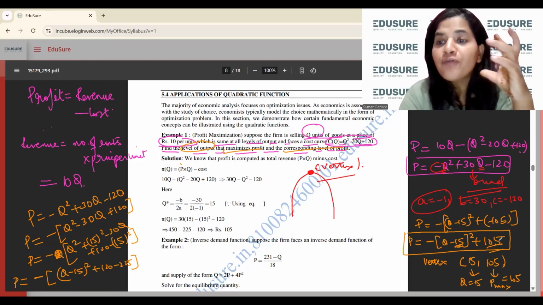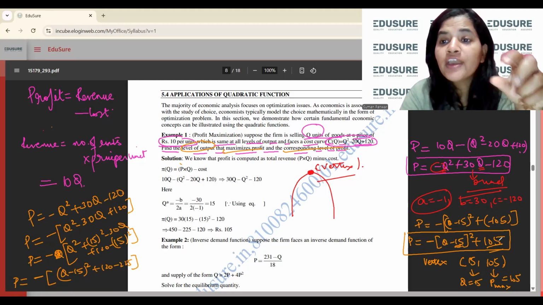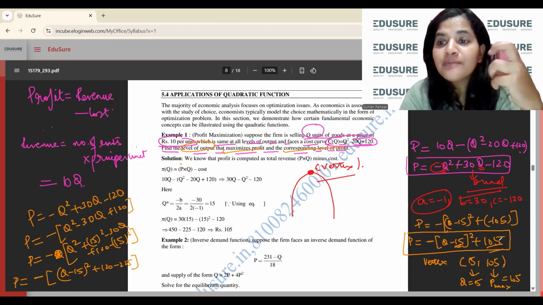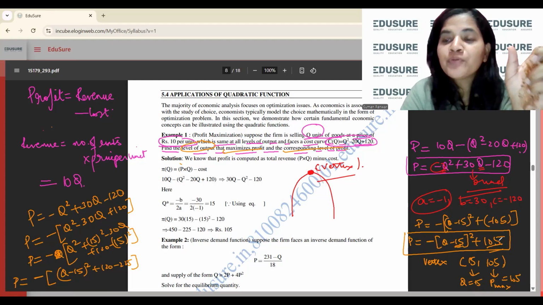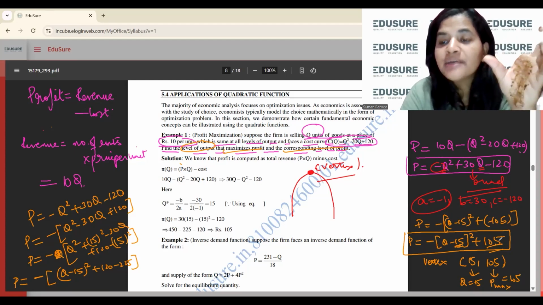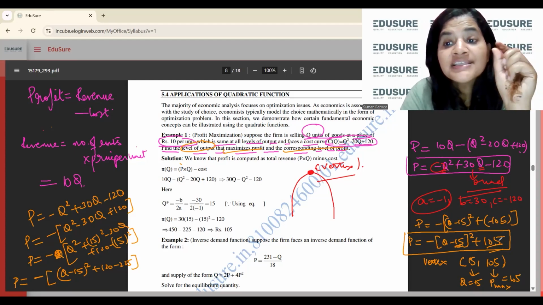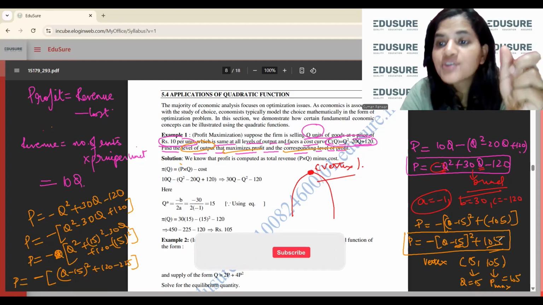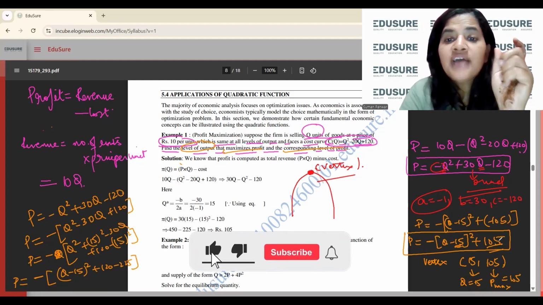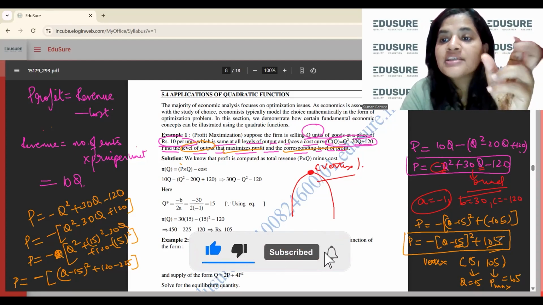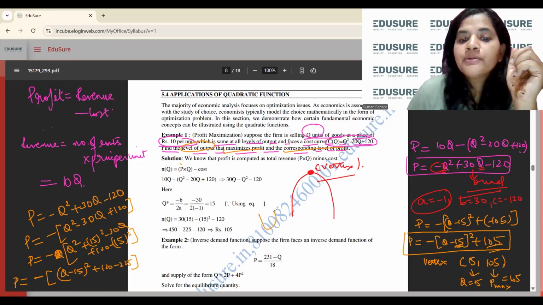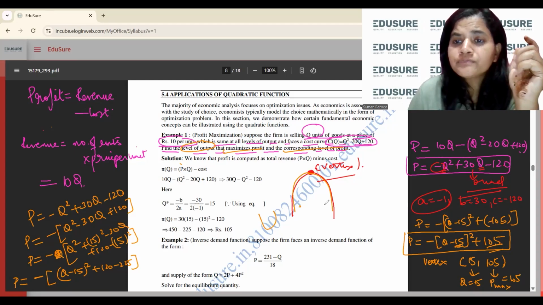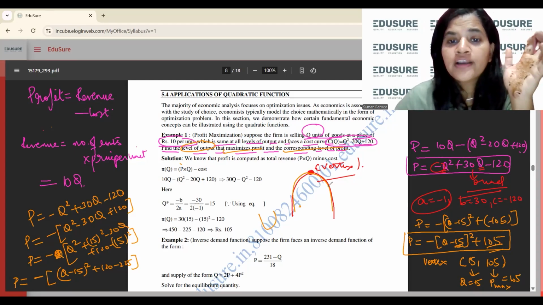If your profit function takes the shape of a U-shaped curve, that means it is a quadratic function. So the vertex will tell you the maxima or minima. And you can judge the maxima and minima by the sign of x square or q square. If the sign of the coefficient of x square is positive, I'll have a minima, because I'll have a U-shaped curve. And if it is negative, I'll have an inverted U-shaped curve. So you can answer accordingly.